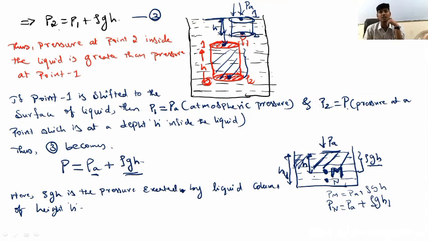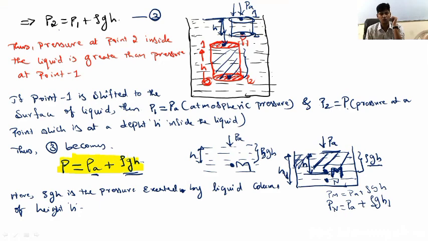So what will be the pressure at a depth h below the surface of the liquid? Suppose this is liquid and you have considered some point, say M, at a depth h below the surface of liquid. What will be the pressure at this point? Pressure at this point is atmospheric pressure plus pressure exerted by this height of the liquid, rho g h. So Pa plus rho g h. This will be the pressure exerted by the liquid at a depth h from the surface of the liquid. P is equal to Pa plus rho g h.